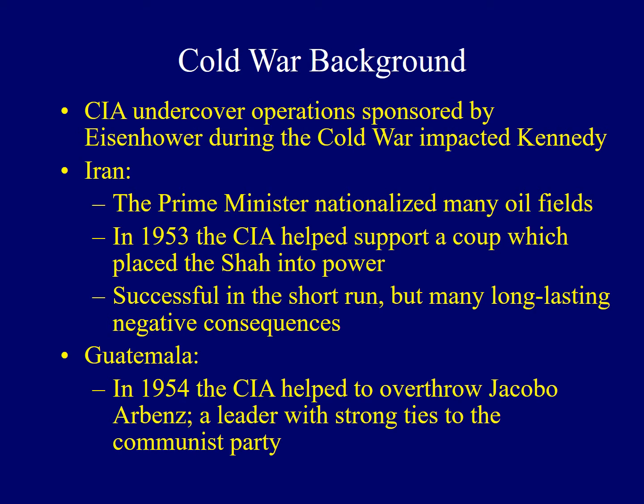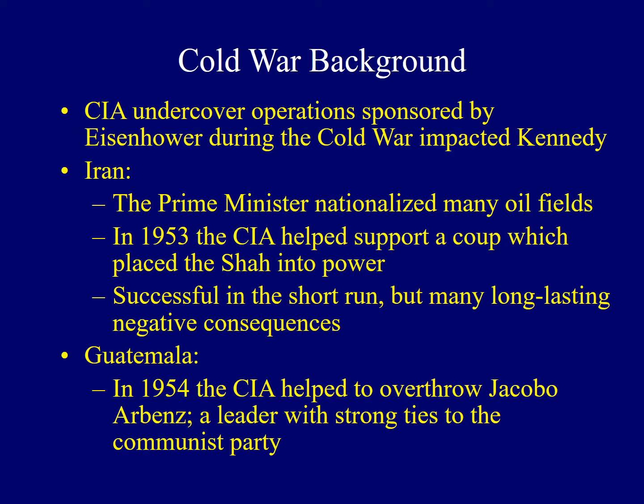So in 1953, the United States helped support a coup which placed the Shah into power, who was pro-American. In the short run, this gave the Americans an ally in the Middle East and access to cheap oil. However, in the long run, this led to resentment of Americans, which was clearly seen in the 1970s.